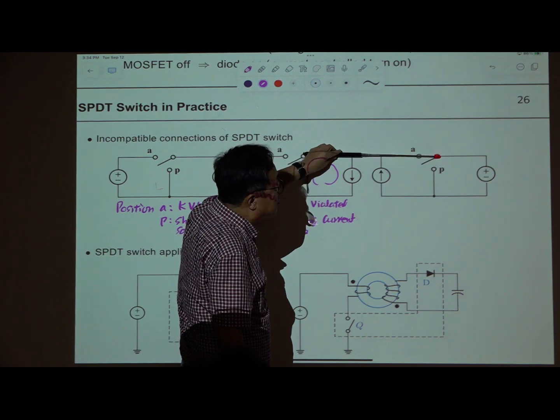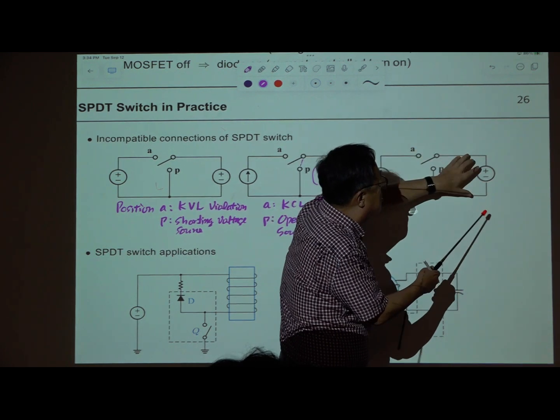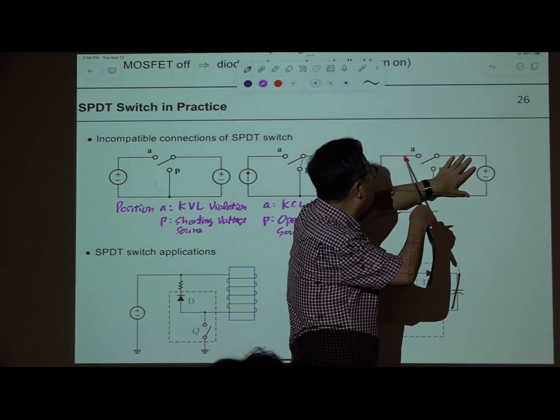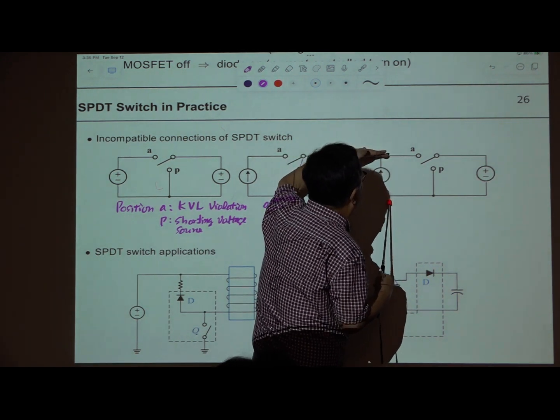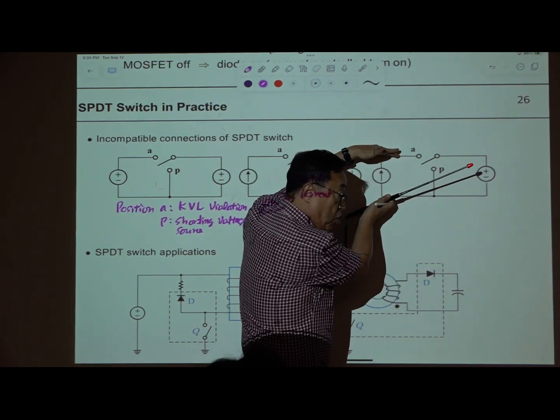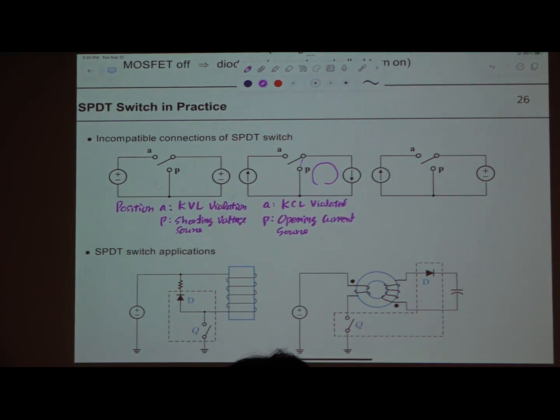How about this one? If this is connected like this, that is fine. Okay? So this is a current source and this is a voltage source. They are connected in series. The voltage source is generating a fixed voltage regardless of the current passing through it, so there is no problem. This current source is pushing current out regardless of the value of voltage across it. So there is no problem, but this has a problem. When this pole is connected to A, this one is okay. When this pole is connected to P, then you are shorting the voltage source, and also opening this current source. So we are in double trouble.